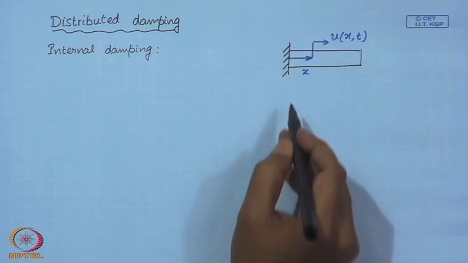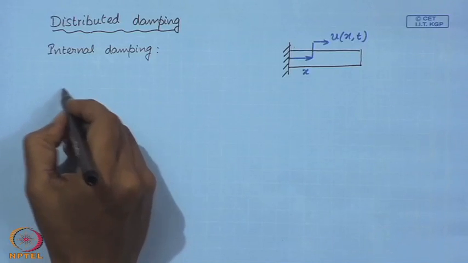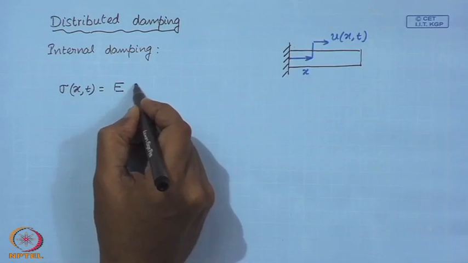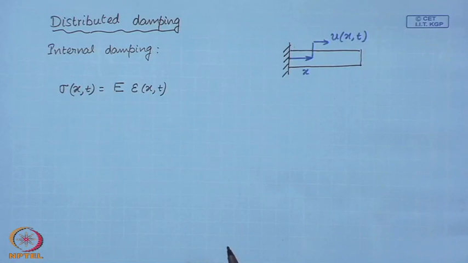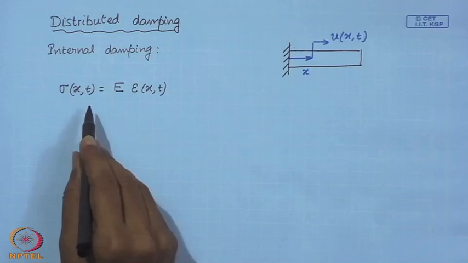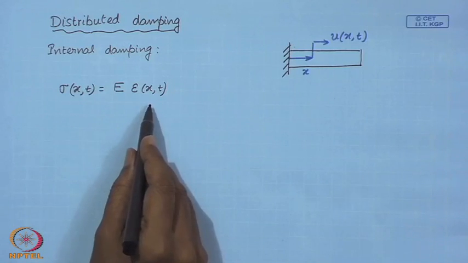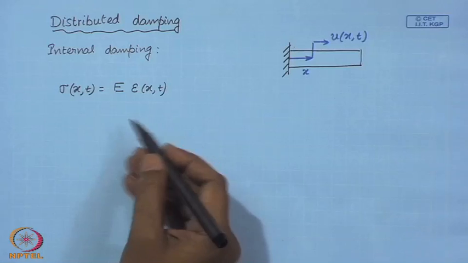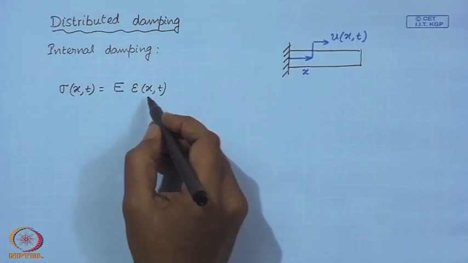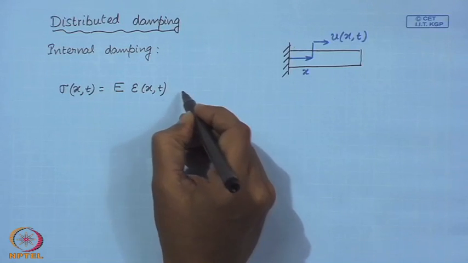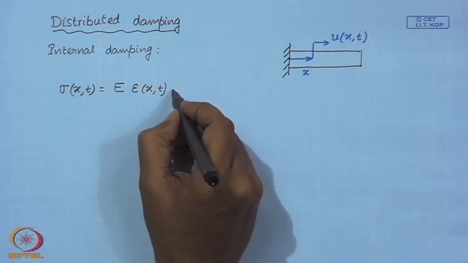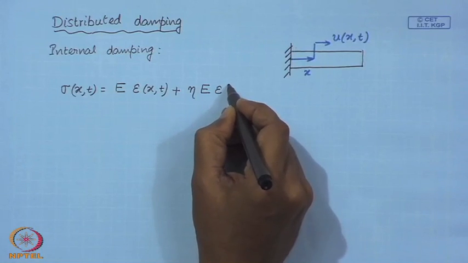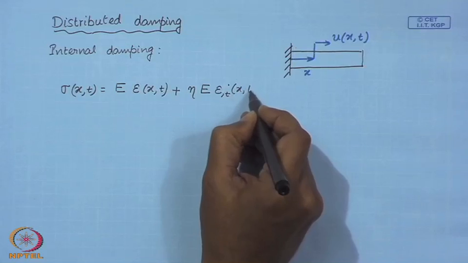Now, when we derive the equation of motion of such a bar, we considered this constitutive relation like this. Now, as I mentioned, in order to model internal damping for a one dimensional system, we must somehow consider the rate at which this straining is taking place. So, we modify our constitutive relation to include the strain rate.